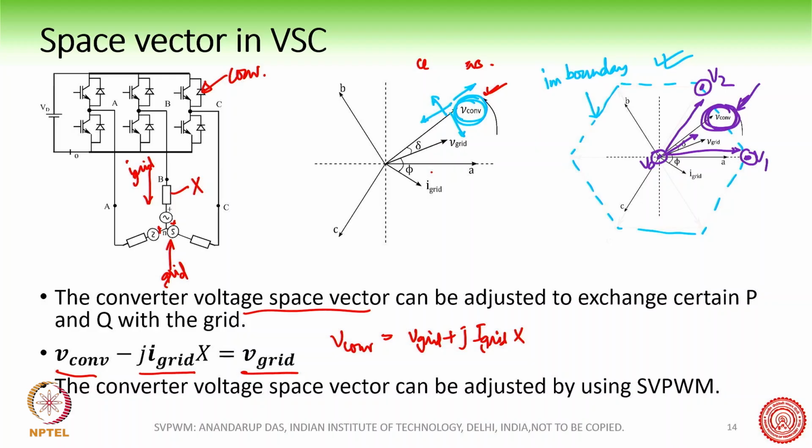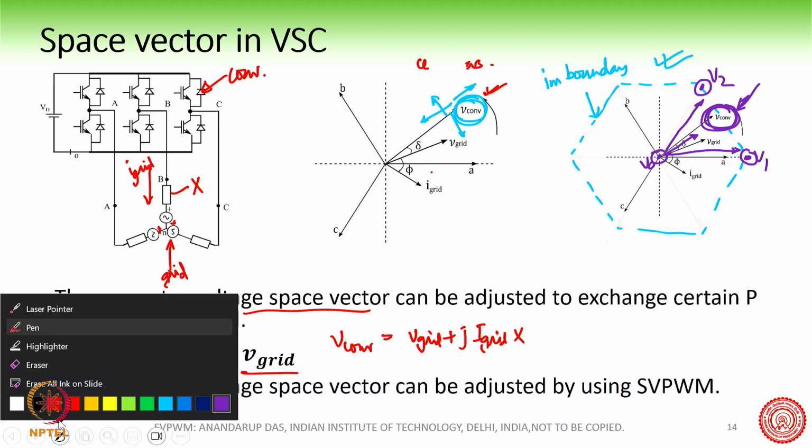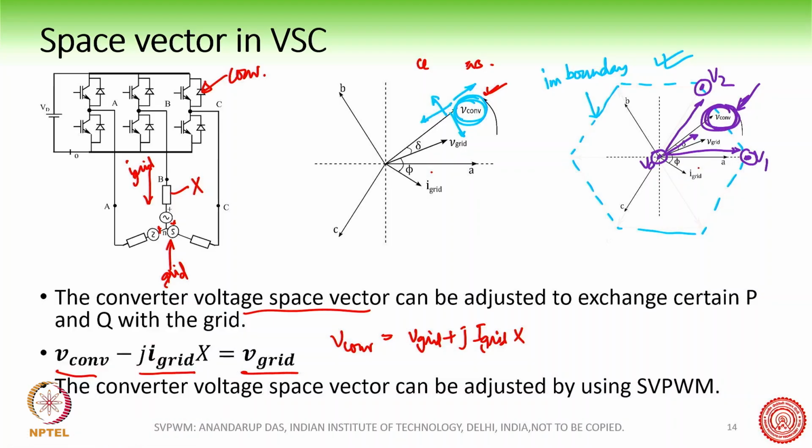When we do that, what happens? Of course, the I grid will change, right? Because this V grid is constant. So if you manipulate V conv, I grid will change. It will change its position, which will cause P and Q to change.